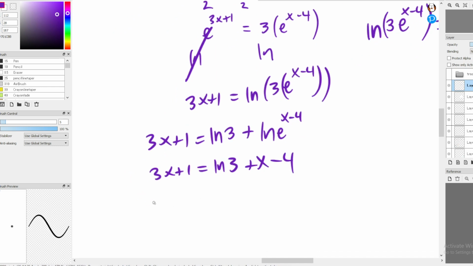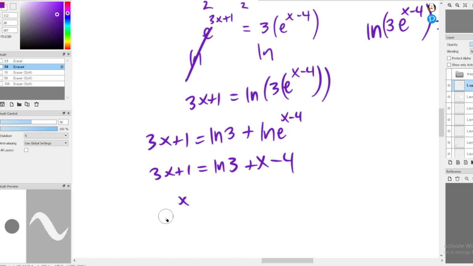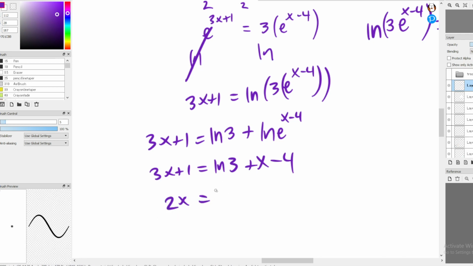We want to get all our x's on one side and all of our non-x's on the other side. So I'm going to subtract x from both sides, so we'll get 3x minus x, and I'm going to subtract 1 from both sides, so it turns into 2x equals ln 3, and this cannot be added or subtracted with our 4, but minus 1, so we get minus 5 instead.